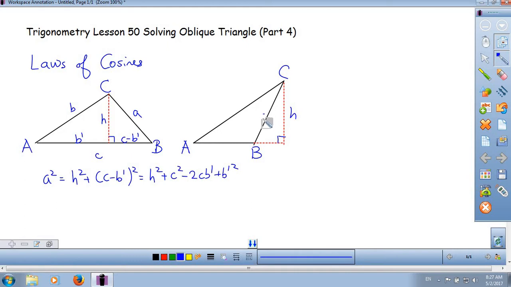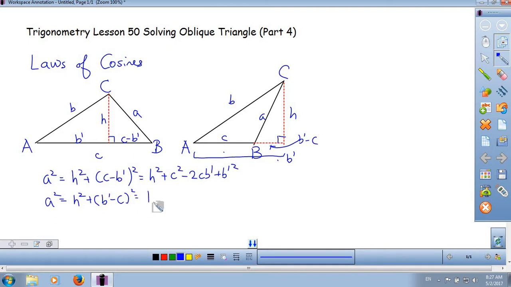Now this side is your a, this side is your b, and AB is c, this side is c. So let's call b prime from here all the way to here. So this extension, this little distance here, is going to be b prime minus c. So based on this triangle, we can write another equation here for a squared. a squared is going to be h squared plus (b prime minus c) squared.